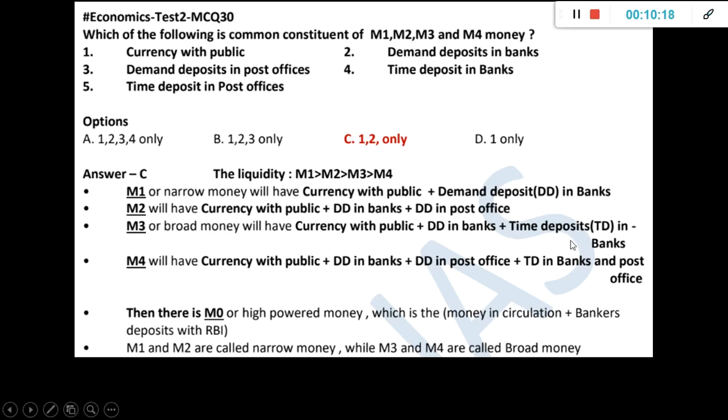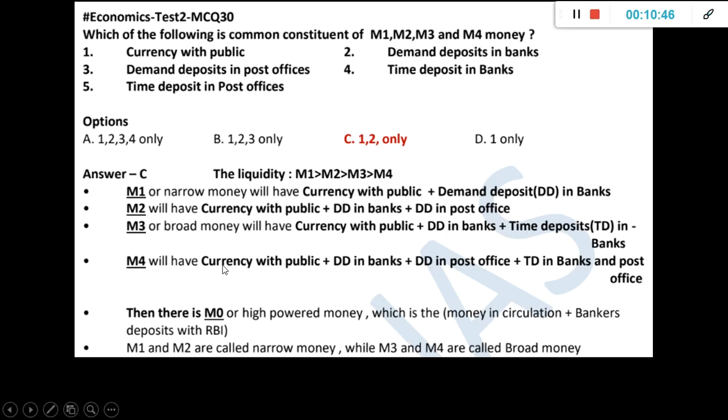Now time deposit means what? For a fixed time you are putting your FD, fixed deposit, or recurring deposit. You put the cash and do not take it out for the next 6 months, 1 year, 2 years, up to 5 or 10 years. It's not that you cannot take it out, but they will cut some interest. That is why it is a little more difficult to exchange or liquidate. Again, everywhere there is currency with public and demand deposit in bank. So the answer is 1, 2 only.